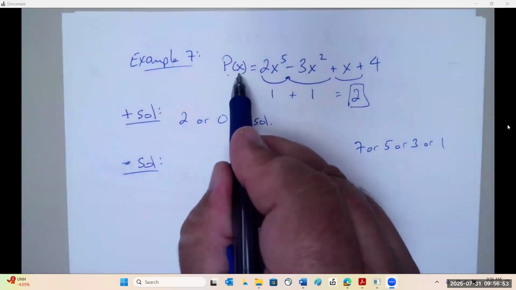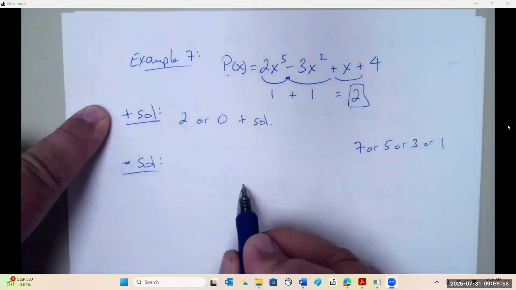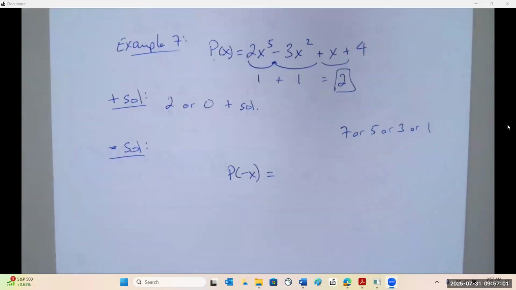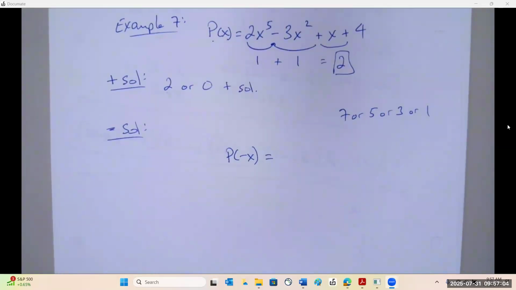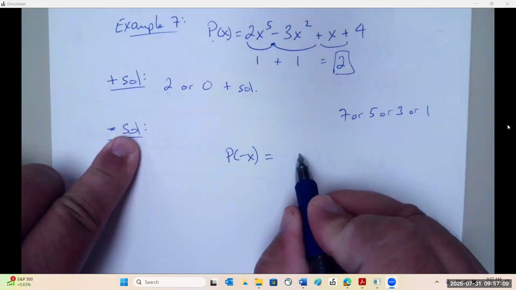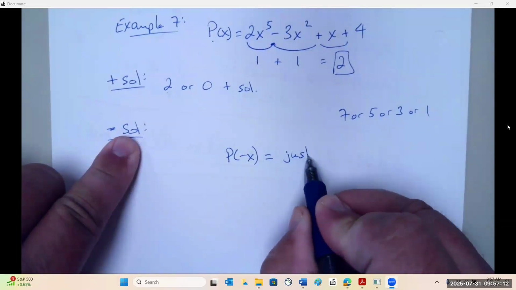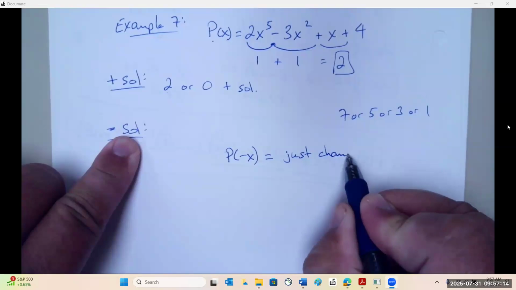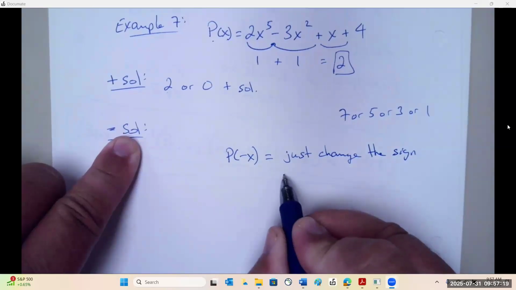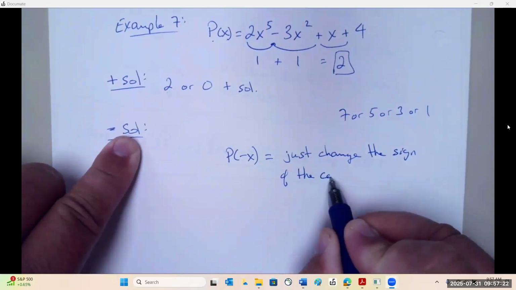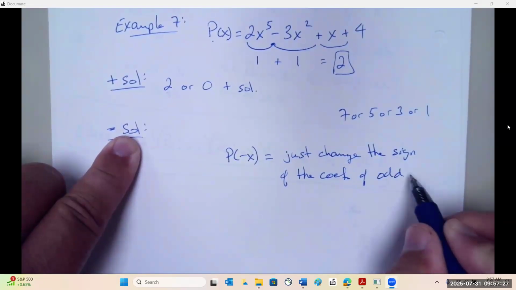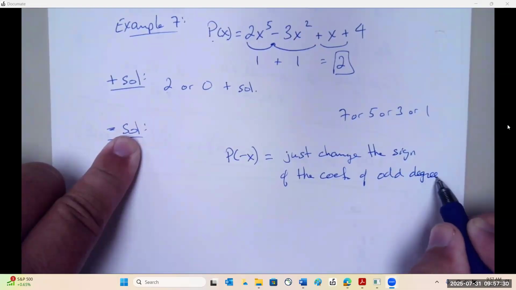So we use p of x for the positive solutions. So we have to use p of negative x for the number of negative solutions. So here, just change the sign of the coefficients of odd degree terms.